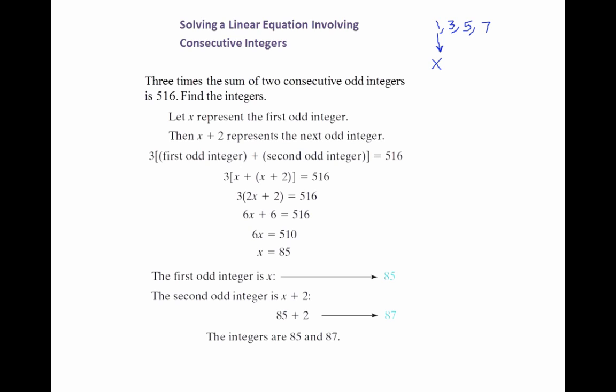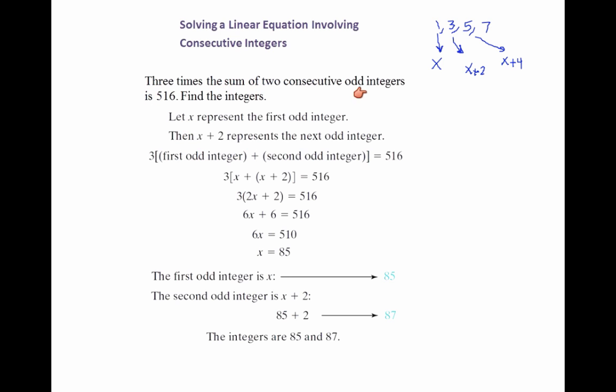If the first one is x, what's the next one after that? In terms of x, what would be the next number? X plus 2, because the difference between 2 consecutive odd integers is 2. So if the first one is x, the next one would be x plus 2. The next one actually would be x plus 4, and so on.